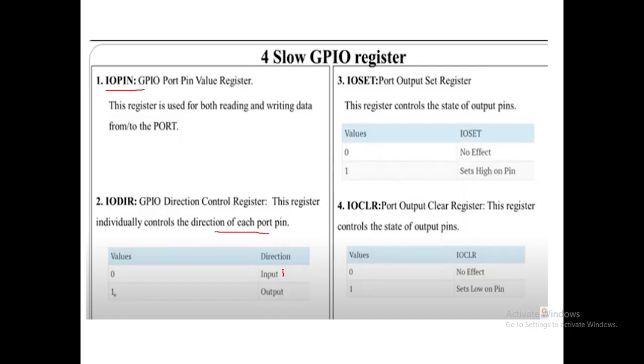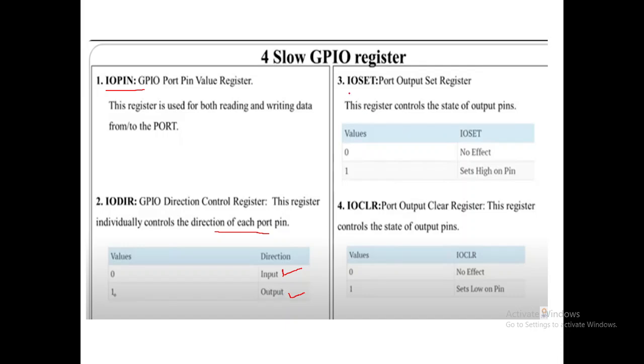Means if you want to set that pin as an input, you set IO dir as 0. If you want to set that pin as output, then set the value of IO dir equal to 1. So that pin will act as an input or output.